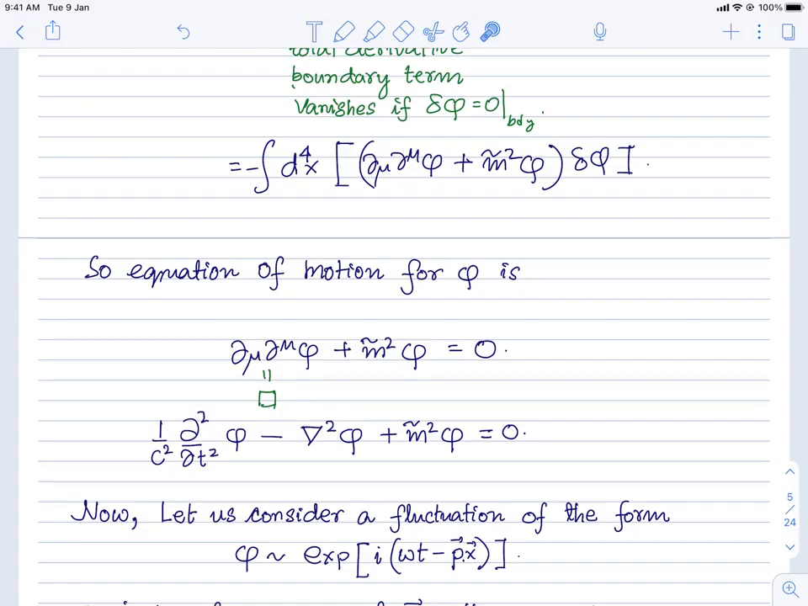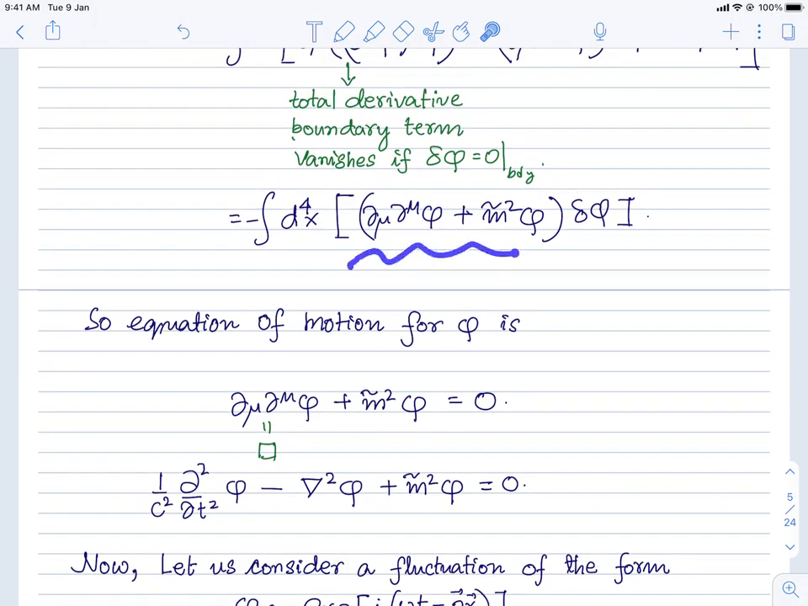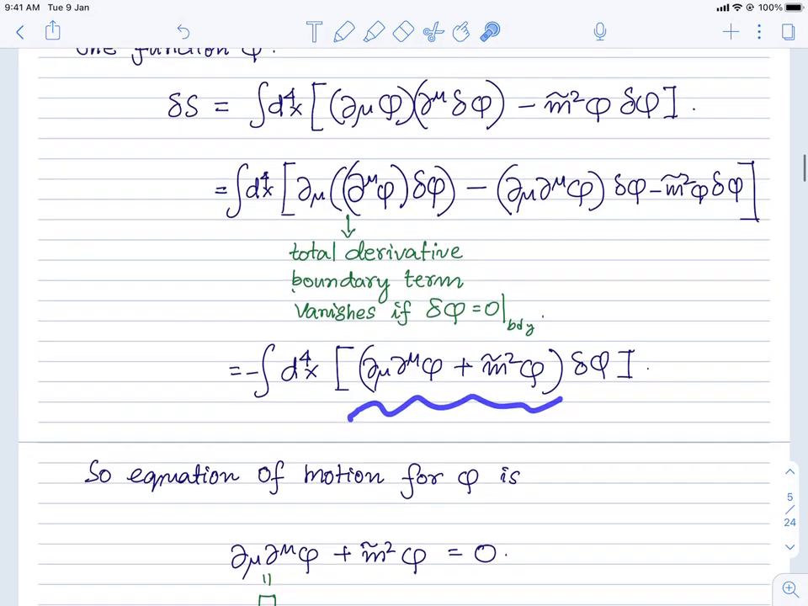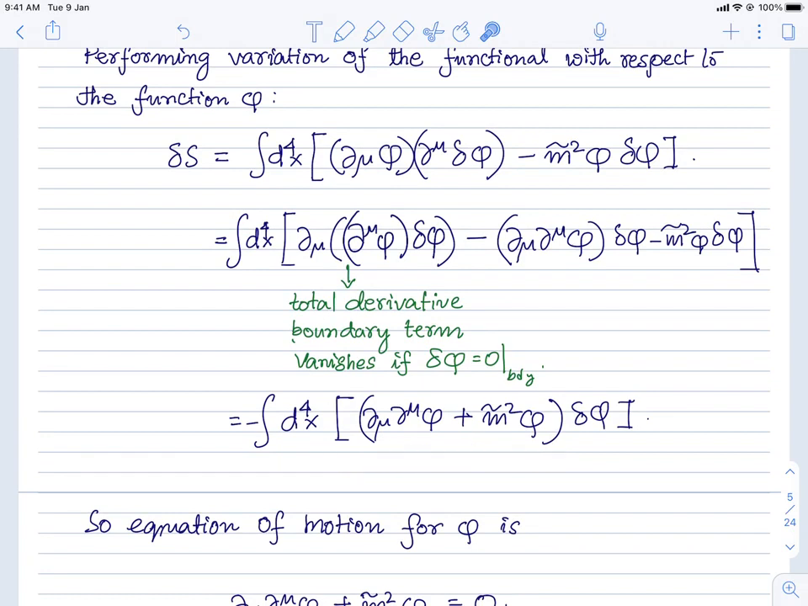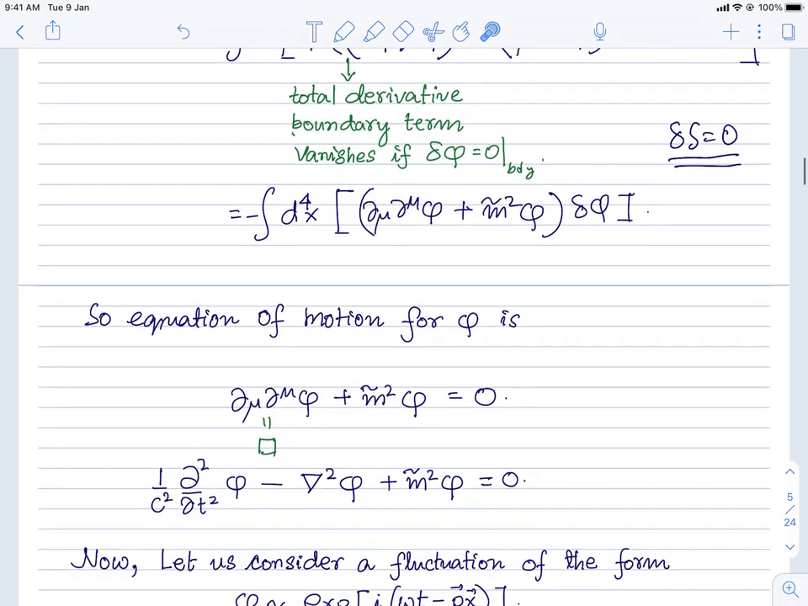The equation of motion, again, as I said, comes from the variation of the action, delta S. And if you want to set delta S to 0 for the equation of motion, you do this for extremization of the action. And if this delta S has to vanish for arbitrary variation of phi, then this coefficient must go to 0. This is the usual logic. So this is the equation of motion for the scalar field phi.